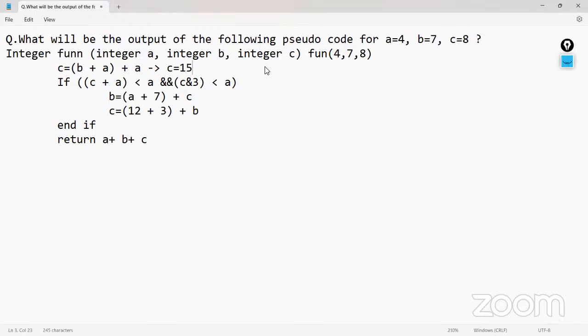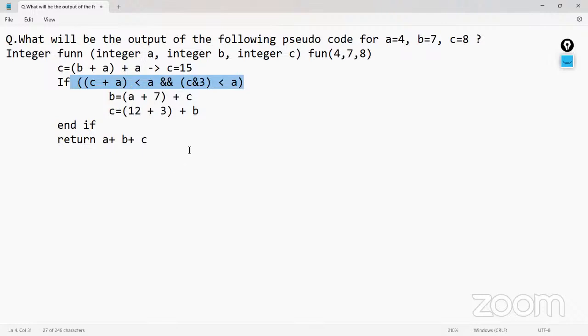And then the condition needs to be solved. If we look at the conditions properly, we have logical AND operations, and we have one simplest condition to solve first, because the other condition is dealing with the bitwise operator. So I will go with the first one. C plus A, that is 15 plus 4, becomes 19. 19 is less than 4, and that condition becomes false. Whether the other condition is true or not is not a concern, but the entire output of this condition is false.